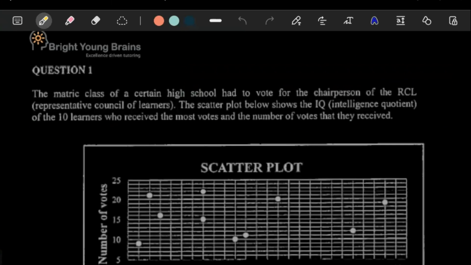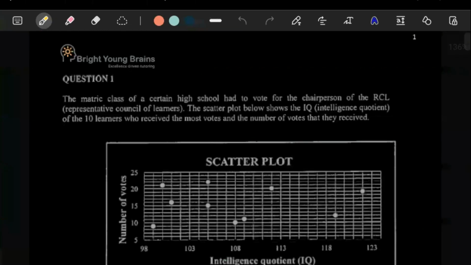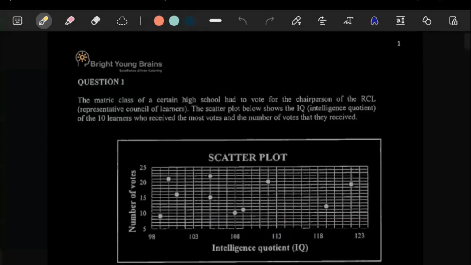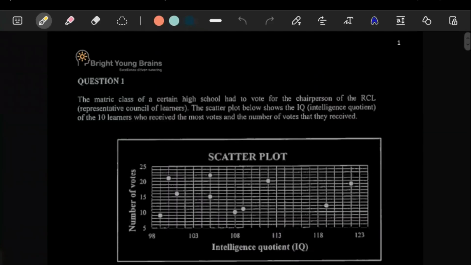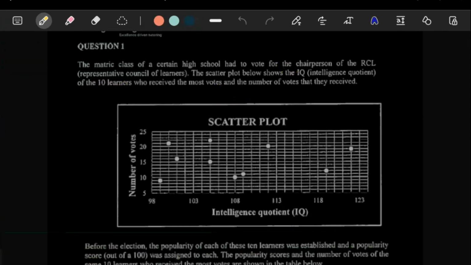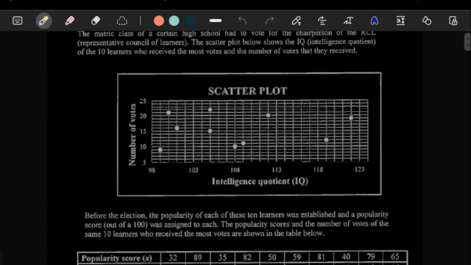Question number 1 here says, a matric class of a certain high school had to vote for the chairperson of the RCL, which is the Representative Council of Learners. And then it says here the scatter plot below shows the IQ, which is the intelligence quotient of the learners, of the 10 learners who received the most votes and the number of votes that they received. So let's see different IQs here from low values to high values.